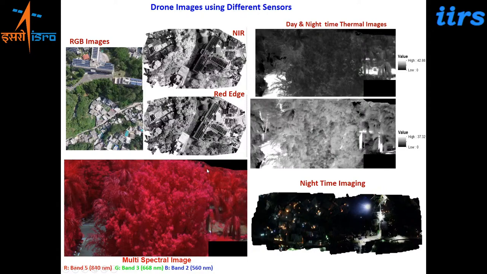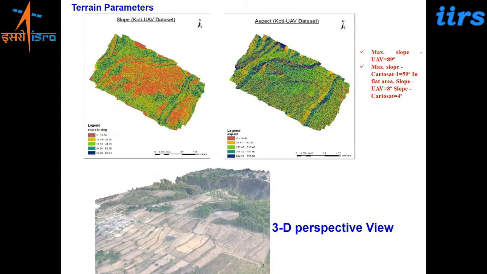We compared this data also with satellite-based observations. So if you see in the UAV data, a slope of 89 degrees maximum slope was achieved, which could not be seen in the Cartosat. In Cartosat, we could only get a slope maximum of 59 degrees. So certain areas or certain information would not be captured, or it was averaged out on a satellite-based platform. In flat areas, Cartosat could only give a maximum 4 degree slope, whereas from the UAV, we could get an 8 degree variations. So this is an advantage with a drone platform.